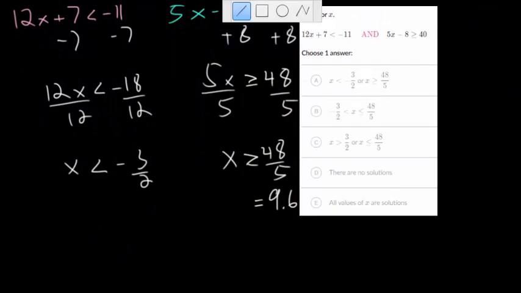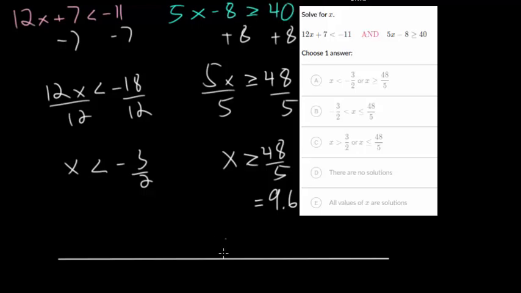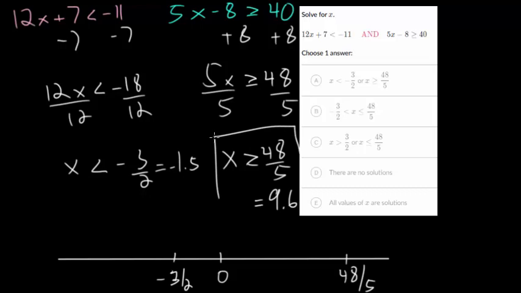Our next step is now to put it on the number line. So let me draw that out. And again, we'll put 0 as a reference. This is just minus 1.5 if you put it as a decimal. So I'll just write that in. We'll just say minus 3/2 there. And then 9.6 for this one, or we'll do 48/5. So somewhere over there, but that's this inequality here. This x is bigger than or equal to 9.6.